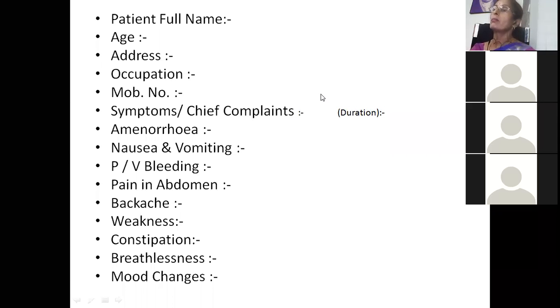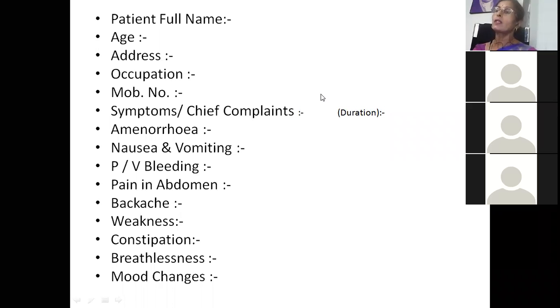So G means gravida. Then second is P. P means para. How many times the patient has delivered. Para means if she has delivered once and is pregnant for the second time, then it will be G2, meaning she is pregnant for the second time. So G2, P1 means once she has delivered. And L means living issue. How many living issues she is having?